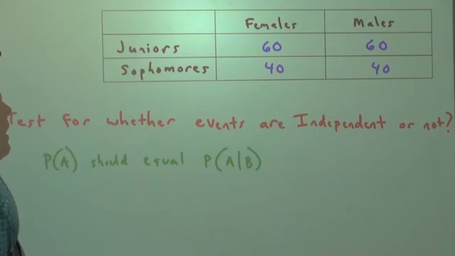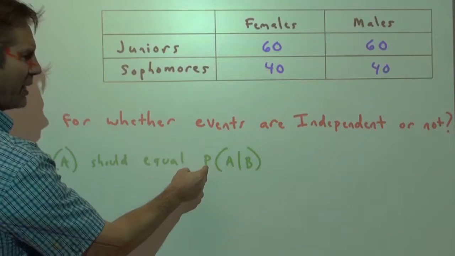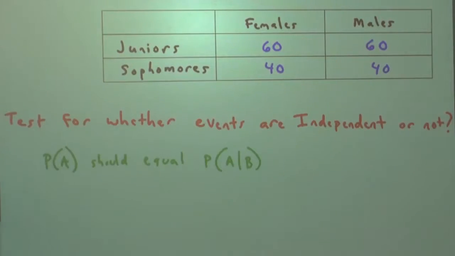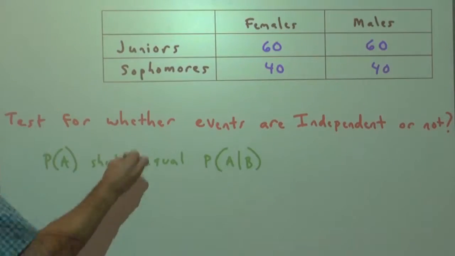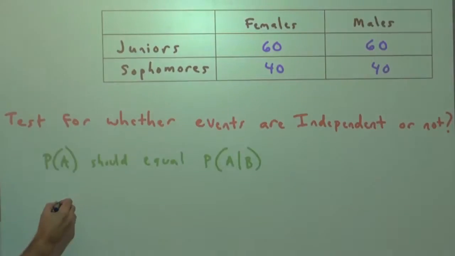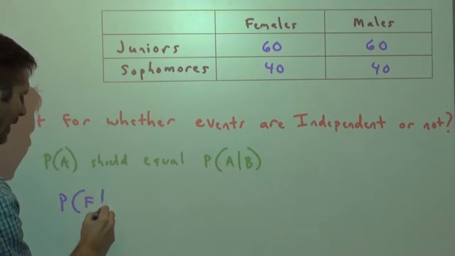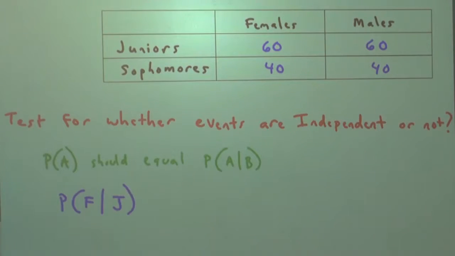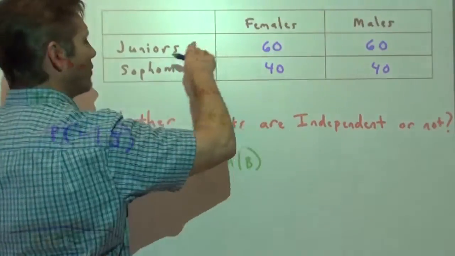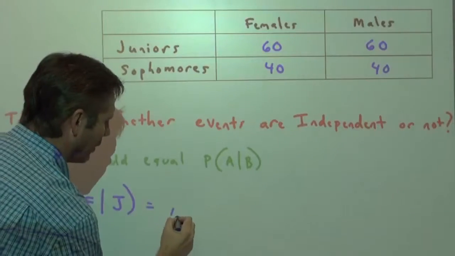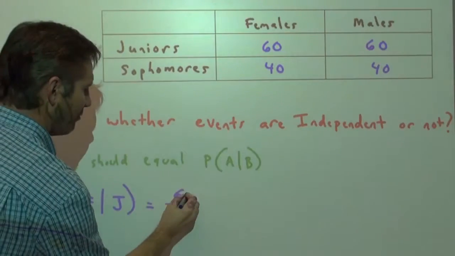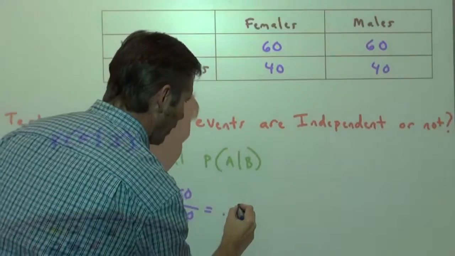And so we need a test for whether events are independent or not. The test is that the probability of event A happening should still be equal to the probability of A happening knowing that B has occurred. So for example, what is the probability of getting a female given that the person we select is a junior? Well, if we shrink the sample space down to just the juniors, then out of the 120 juniors, 60 are females. So 60 out of 120 is 0.5.